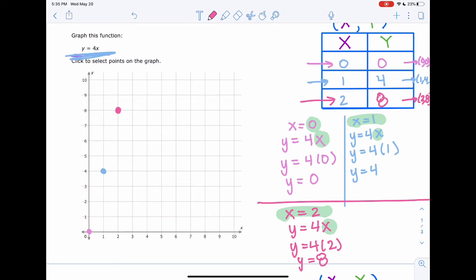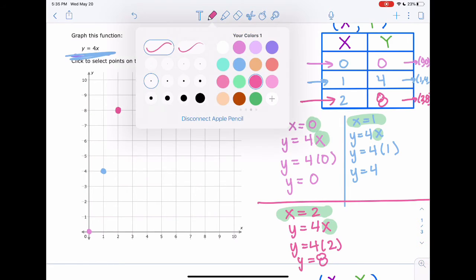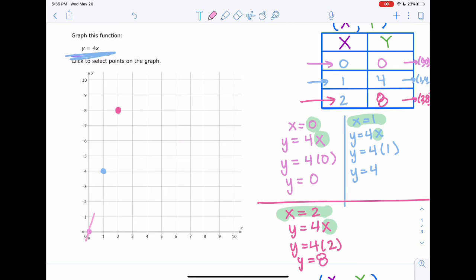And now I can see my line forming, and I'm going to go ahead and pick a different color and connect those points. So my line's going to look something like that. And remember, lines keep going on and on and on forever. So usually we draw arrows on the ends.